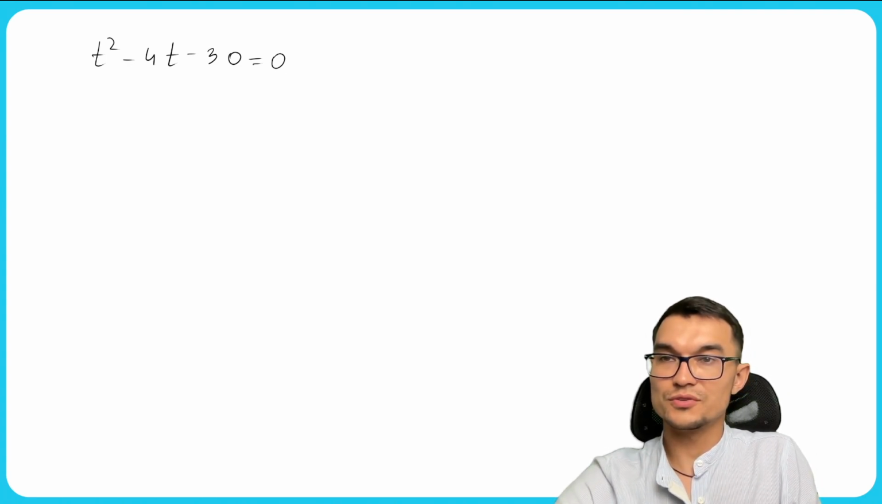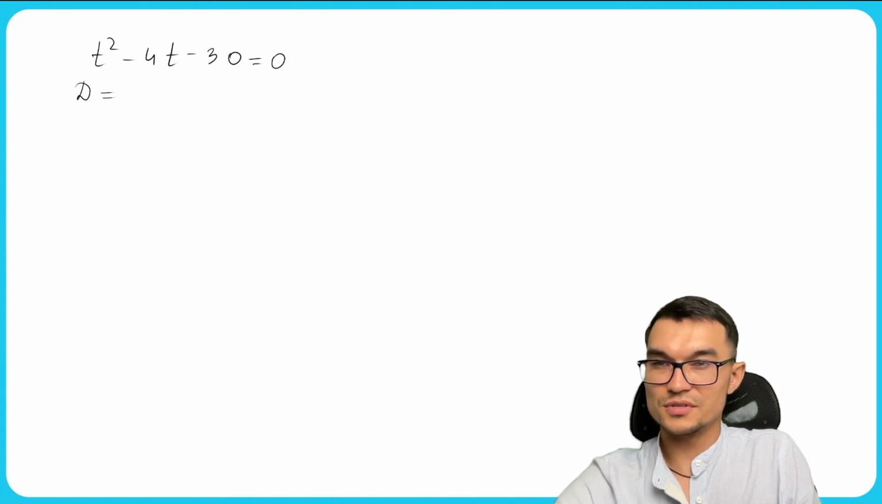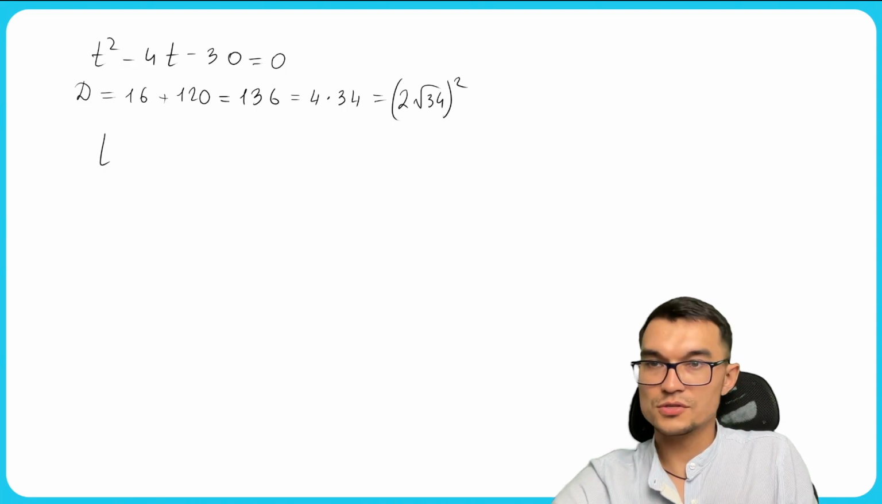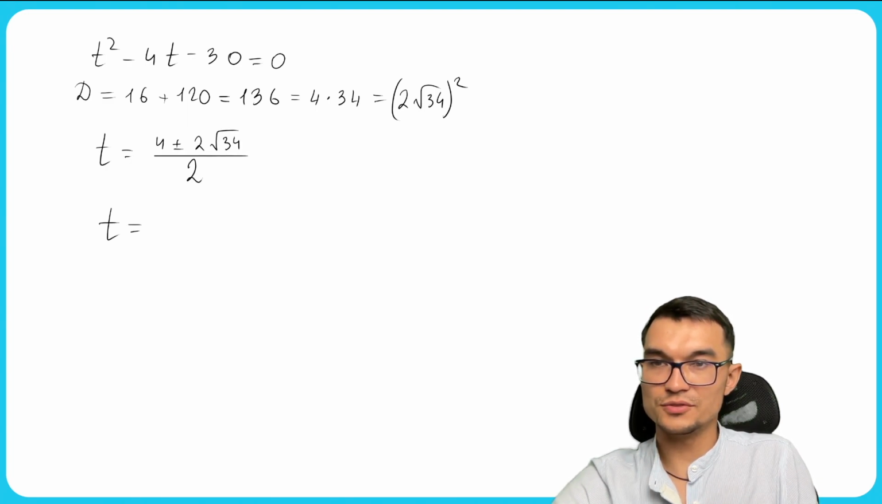Let's solve it using a quadratic formula. The discriminant equals 16 plus 4 times 30, 120, which is 136, or 4 times 34, which is 2 square roots of 34 squared. So t is 4 plus or minus 2 square roots of 34 over 2, or t is equal to 2 plus or minus square root of 34.